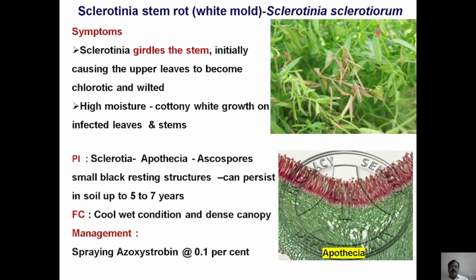This sclerotinia initially produces lesions at the basal portion of the stem, causing a girdling symptom on the stem, and also produces chlorotic leaves at the top, and the entire plant will become completely wilted. During the moist period, it produces cottony white growth on the affected stem as well as on the leaves.